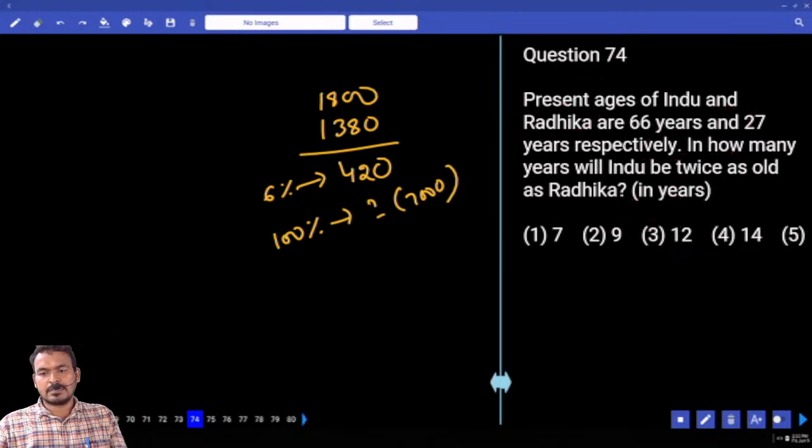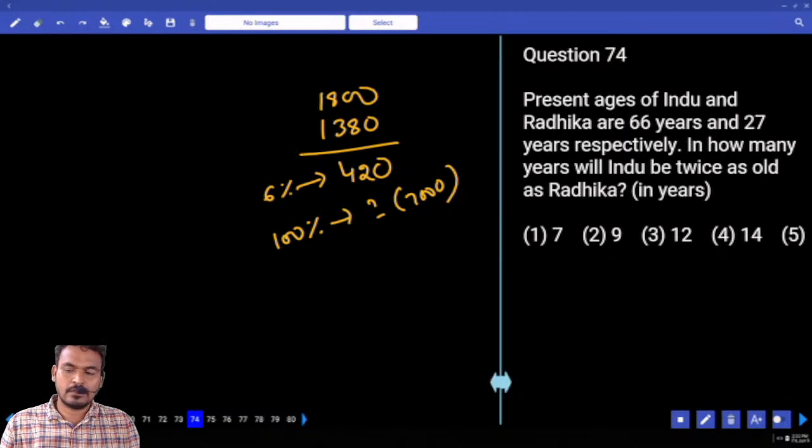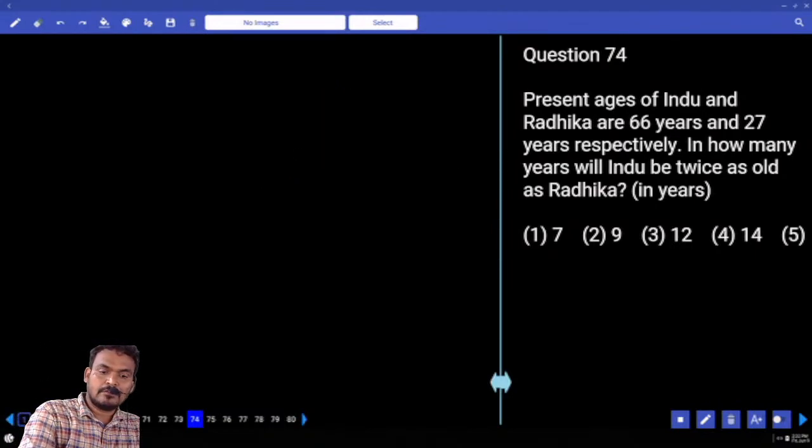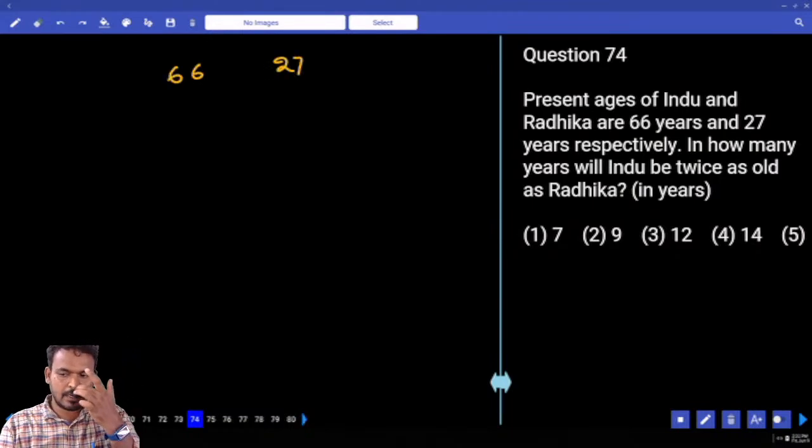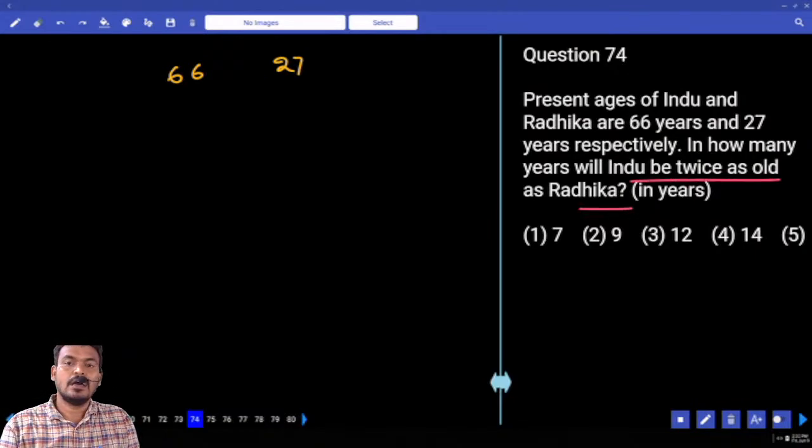Next, question number 74. The present ages of Hindu and Radhika are 66 years and 27 years respectively. In how many years will Hindu be twice as old as Radhika? What is Hindu's present value? 66. Radhika's present value, 27. But we require after how many years Hindu will be twice of which one? Radhika. Means the left-hand side value is double the right-hand side value.